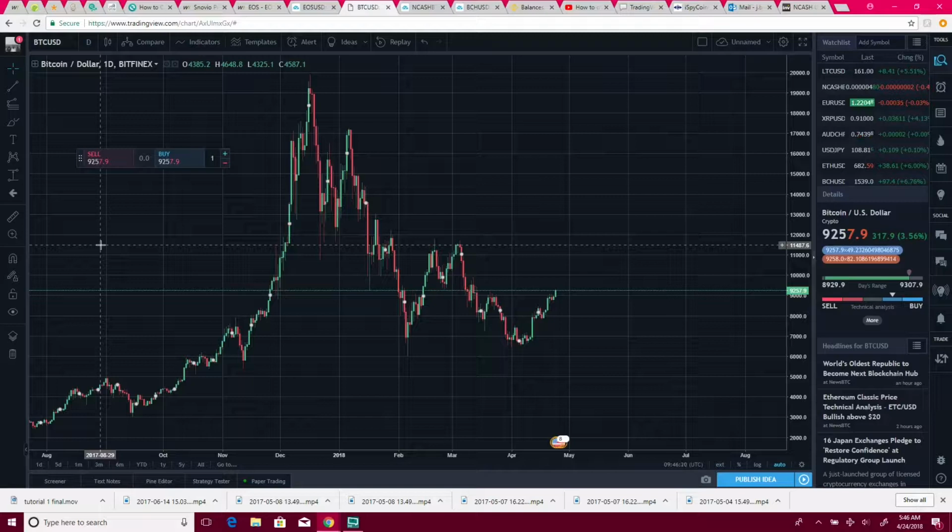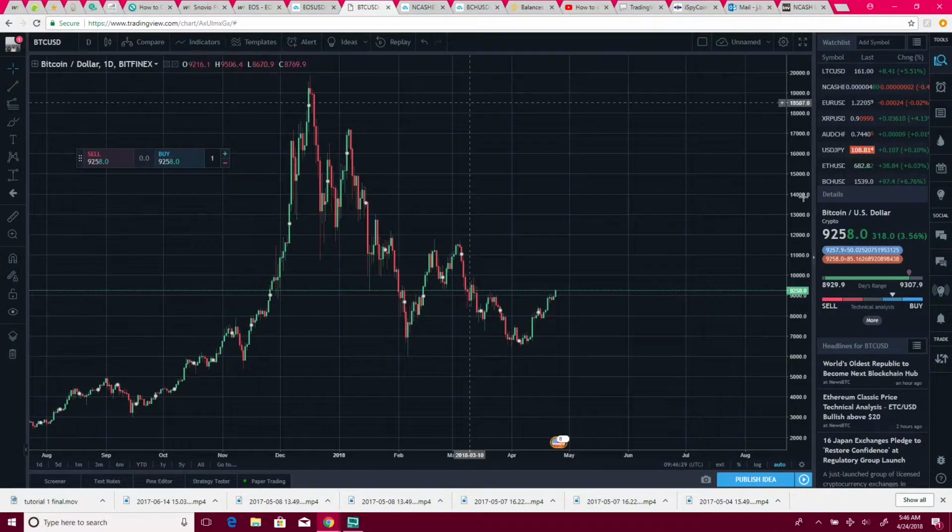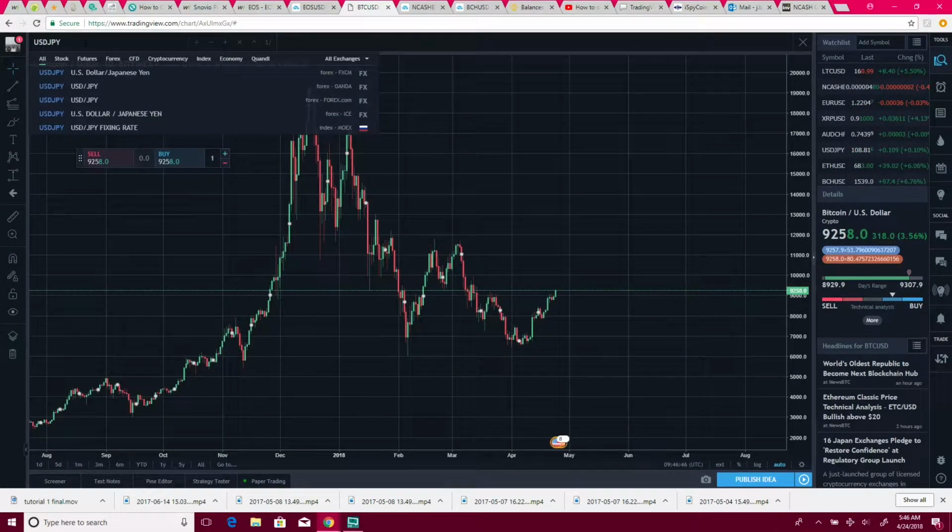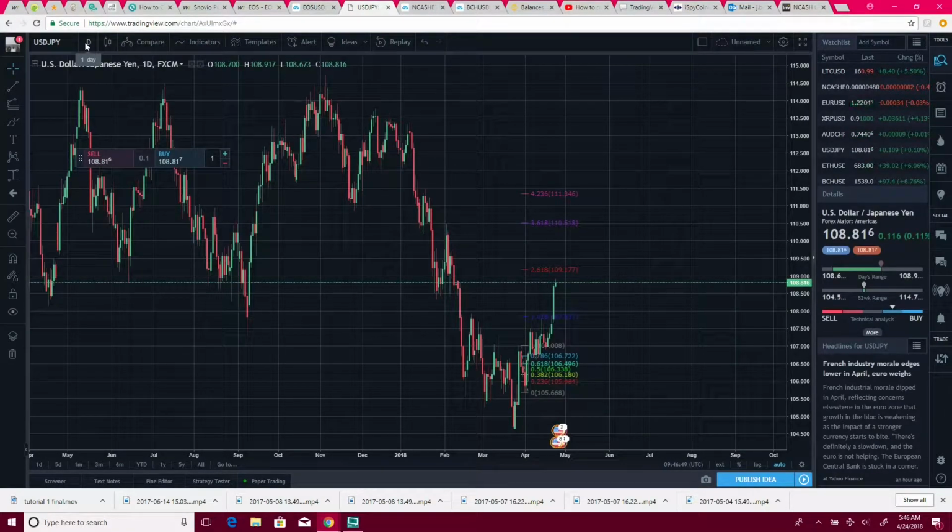So here, what we're looking at is Bitcoin US dollar. That means we're taking Bitcoin and we're trading it against the US dollar. What you see here means that our base currency, and when you're trading pairs, your base currency is always the first currency in the pair. So if I pull up, say, a US dollar Japanese yen chart, the base currency is US dollar and we're trading it for Japanese yen.